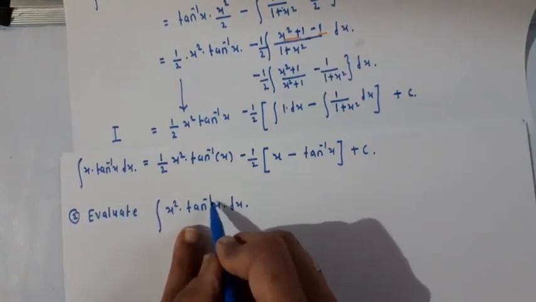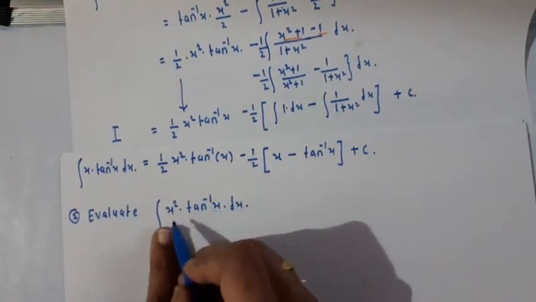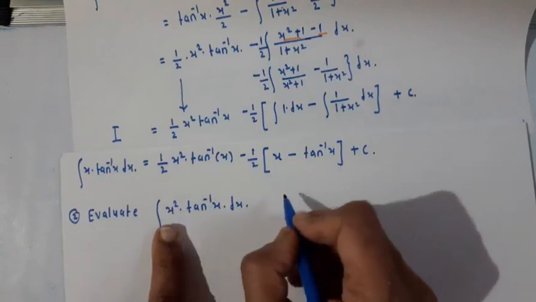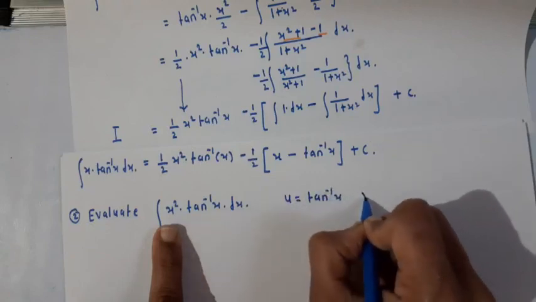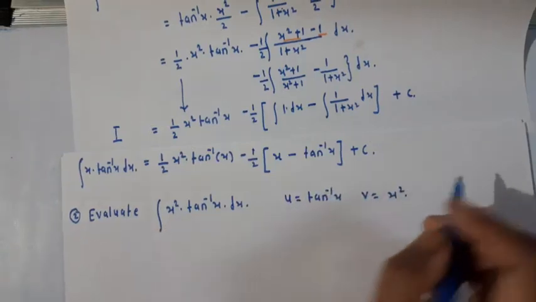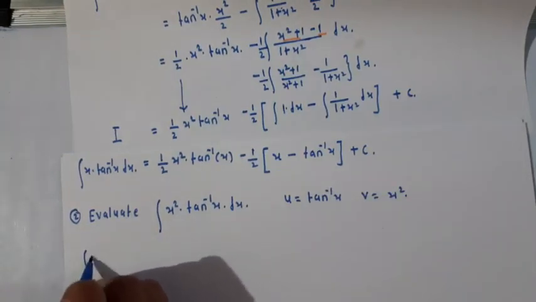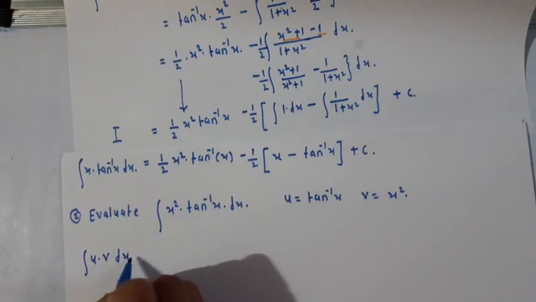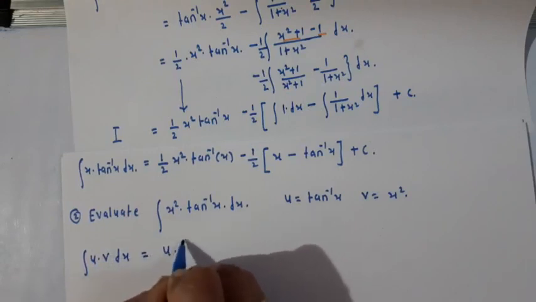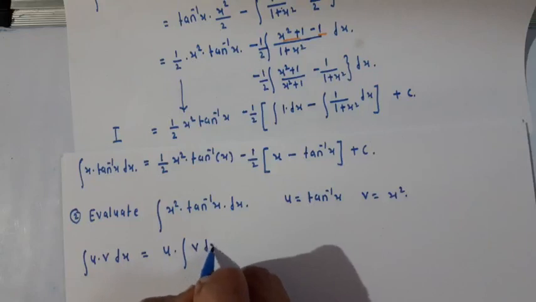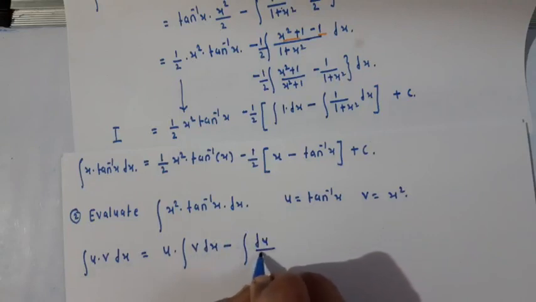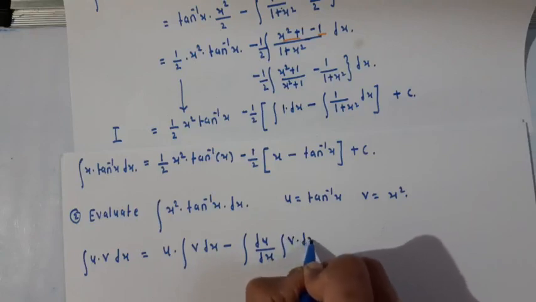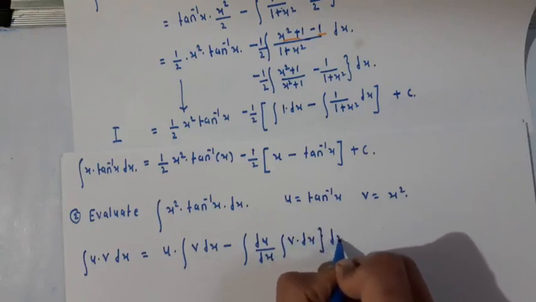So tan inverse of x is the inverse trigonometric function and x square is the algebraic function. Therefore here u equals tan inverse of x and v equals x square. By using the u into v rule, integration by parts, that is u times the integration of v with respect to x, minus the integral of the differentiation of u with respect to x into the integration of v with respect to x, and whole with respect to x.